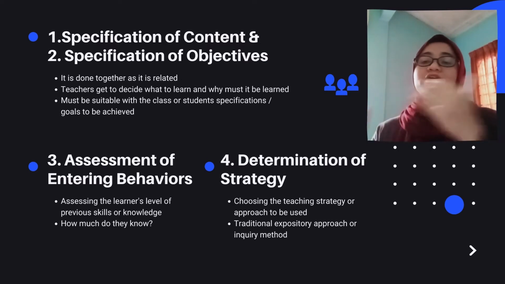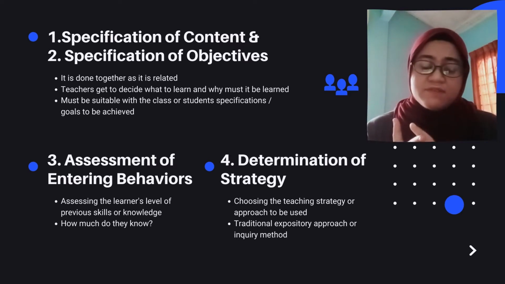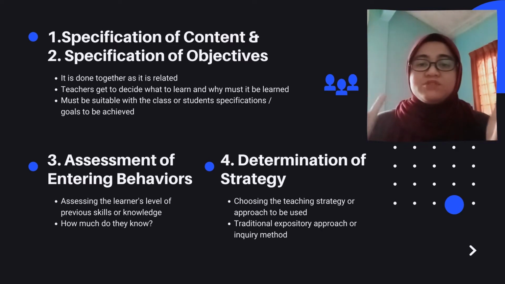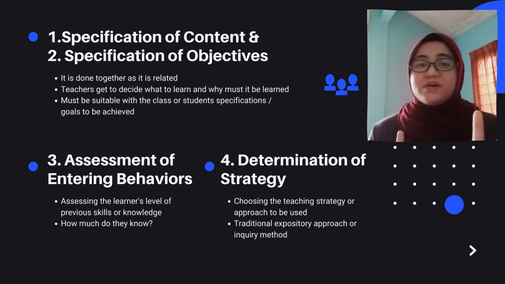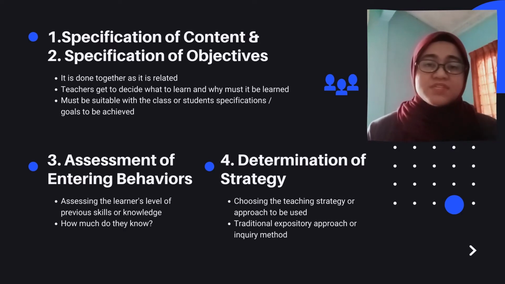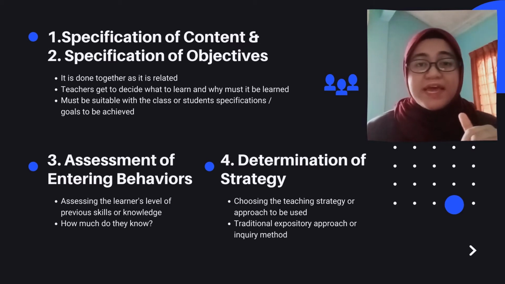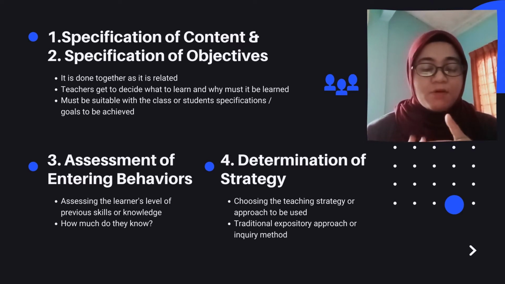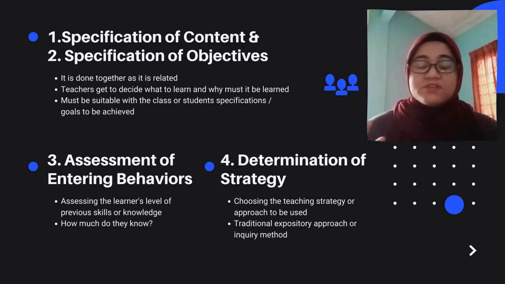Okay, after that, you move on to the next step, which is determination of strategy. Now, after knowing the objective, the content, and how much your students know about the content that you're going to deliver, you need to determine the best teaching strategy or approach for them. There are two types of teaching strategy or approach: the traditional expository approach and the inquiry method. The traditional expository approach is a type of approach where the teacher provides everything to the students. So all the students need to do is just grasp the information and comprehend it.